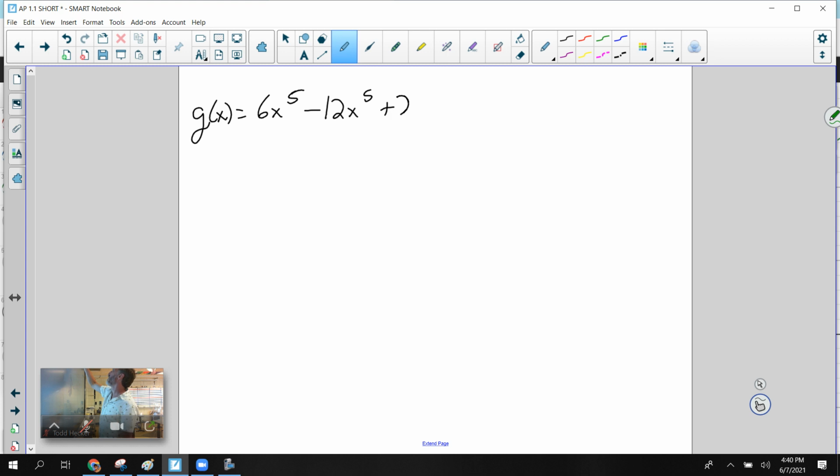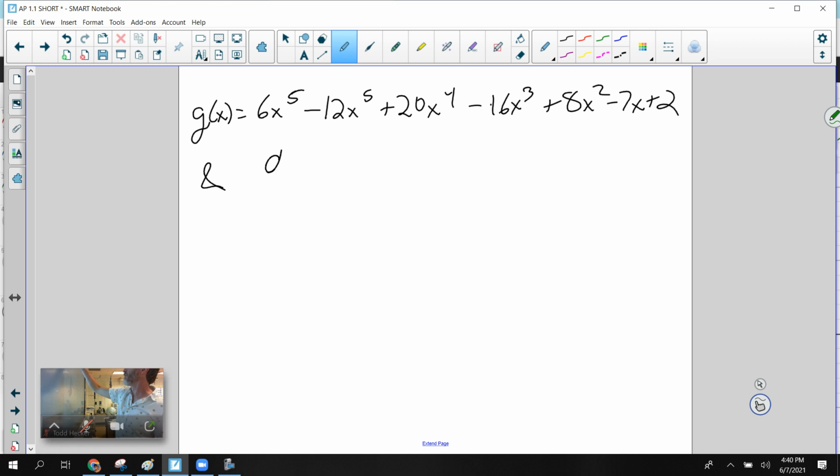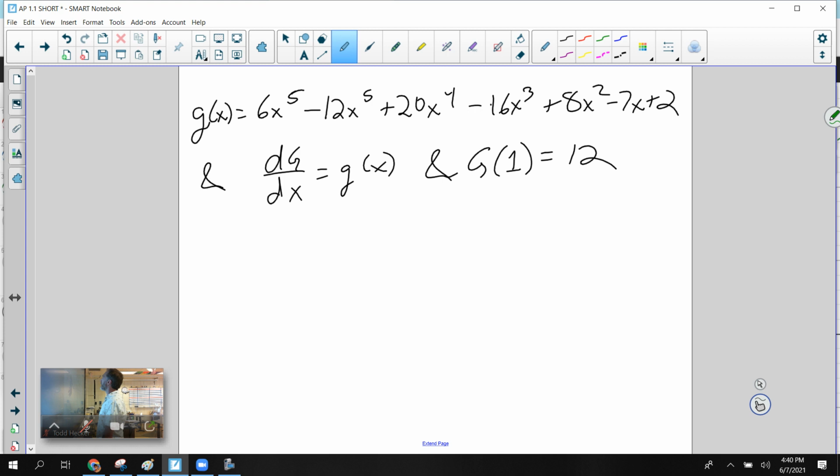So we'll do plus 20x to the fourth minus 16x cubed plus 8x squared minus 7x plus 2. And the derivative of capital G with respect to x is little g of x, and capital G of, I don't know, 1 is, let's say, 12. So here's what we're going to do. Find capital G of x.